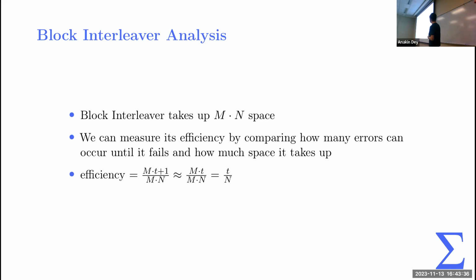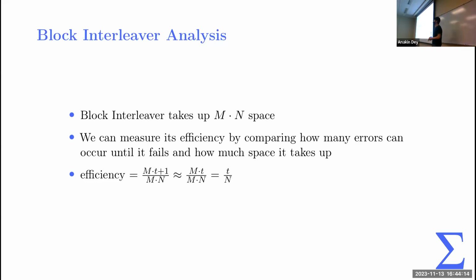So we can do some analysis of the efficiency of our block interleaver by seeing how many bits we can correct, and compare that to how much space we end up using. The block interleaver is a matrix that's just M times N space. Our code can first fail, not always, but it can fail when we have M times T plus one errors. If we divide by the space, M times N, we get that our efficiency is roughly T over N.